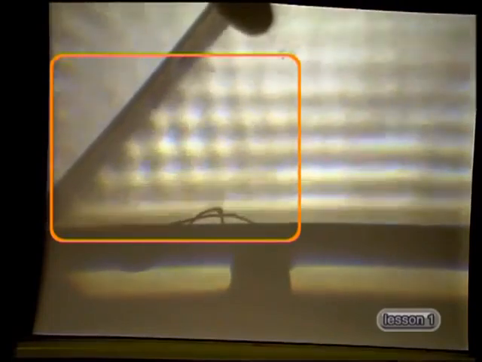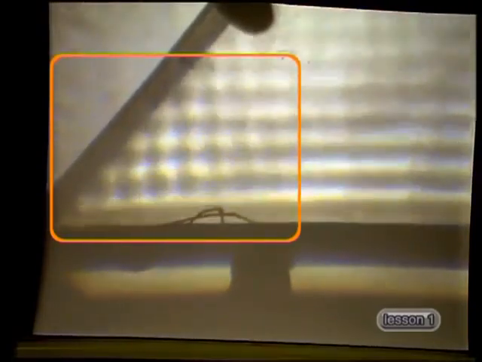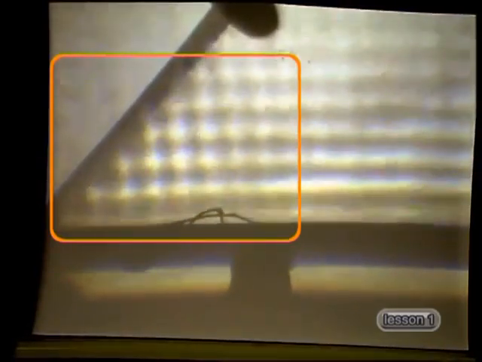Have a look at what happens when a barrier is placed at an angle to the wave front in this tank. Can you see the places where the shadows crisscross each other? This shows that the wave fronts have changed direction after striking the barrier. In other words, the wave has been reflected.